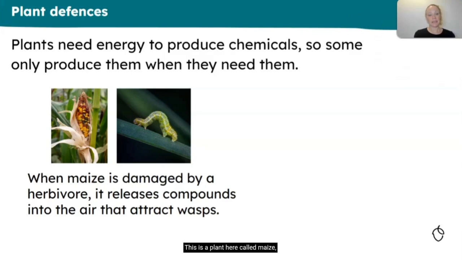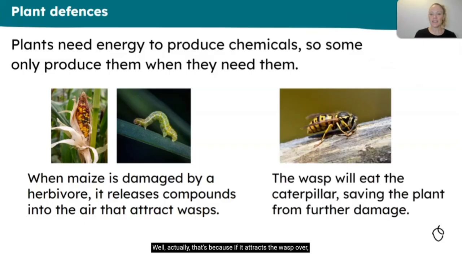This is a plant here called maize and is damaged by a herbivore. An example of a herbivore we've got in the picture there, which is a caterpillar. And actually what it will do is it will release compounds into the air that attract wasps. Now, why would it do that, I wonder? Well, actually, that's because if it attracts the wasp over, the wasp will end up eating the caterpillar, that herbivore, therefore saving the plant from any further damage. It's really, really clever that they are able to draw in the help from nature around them.